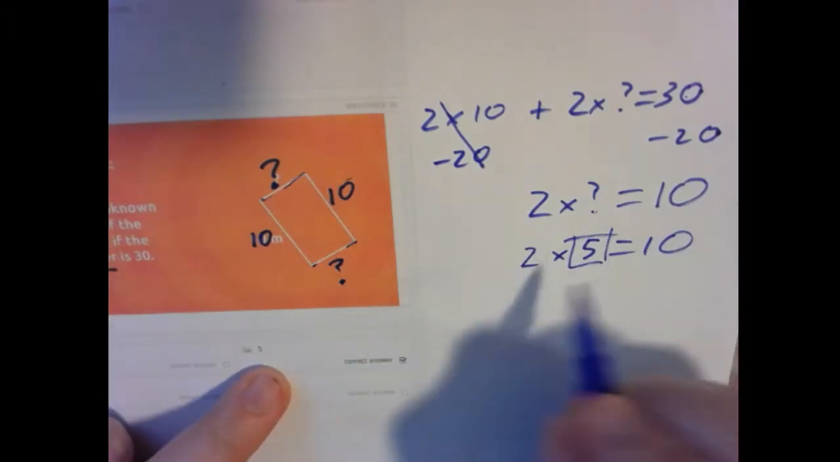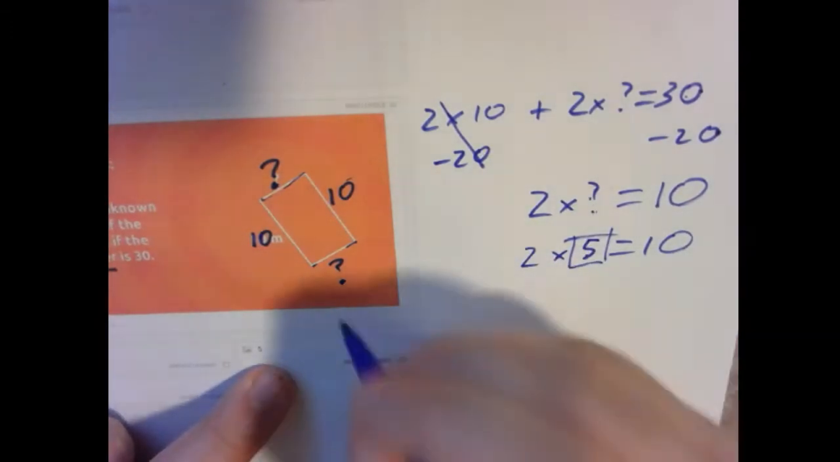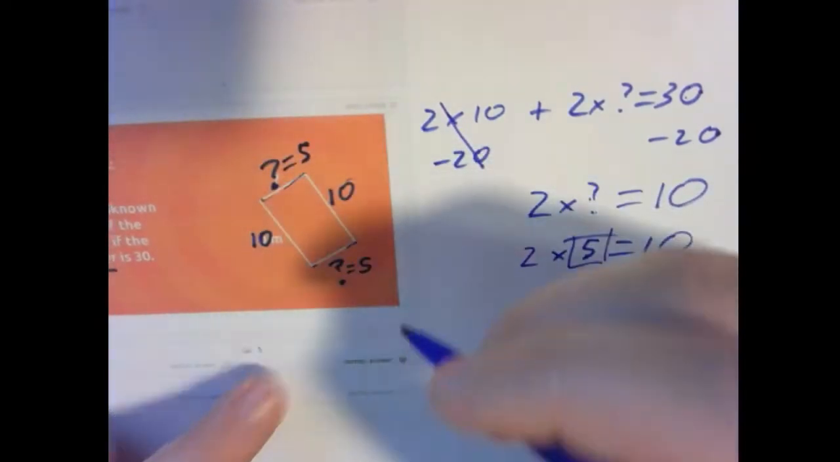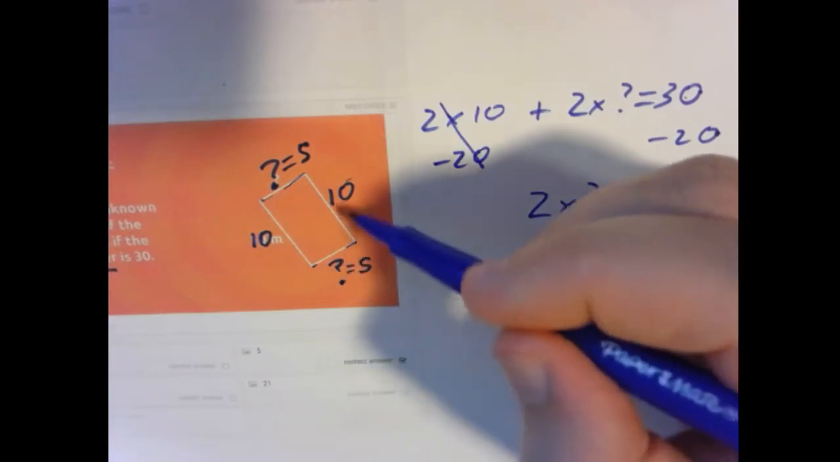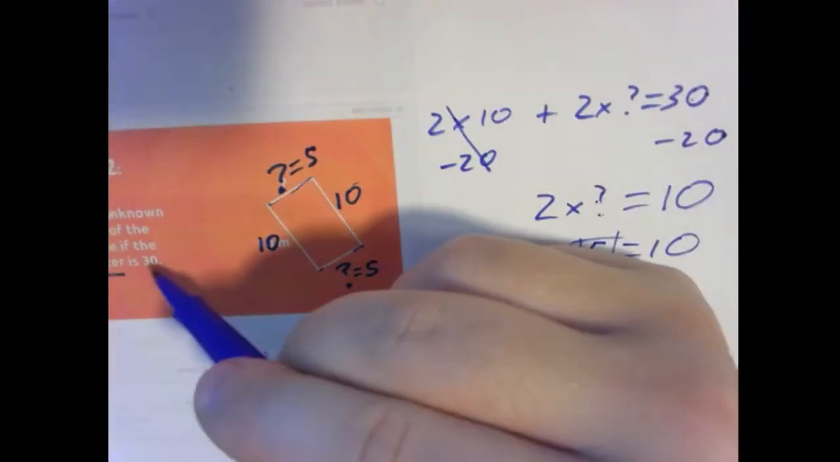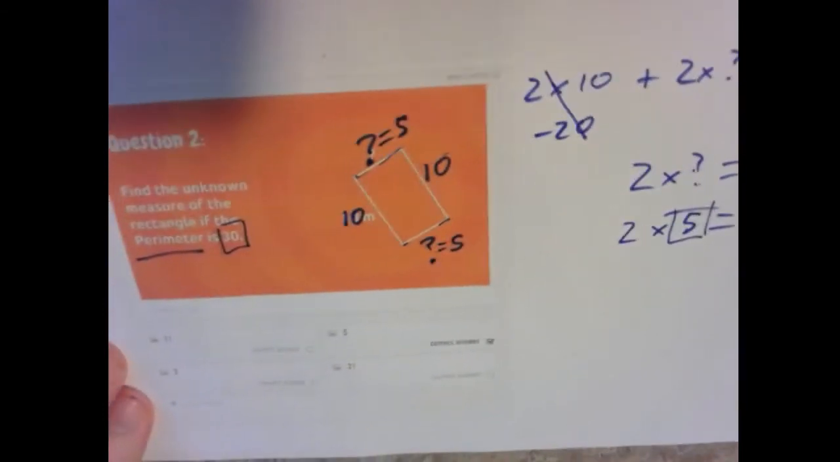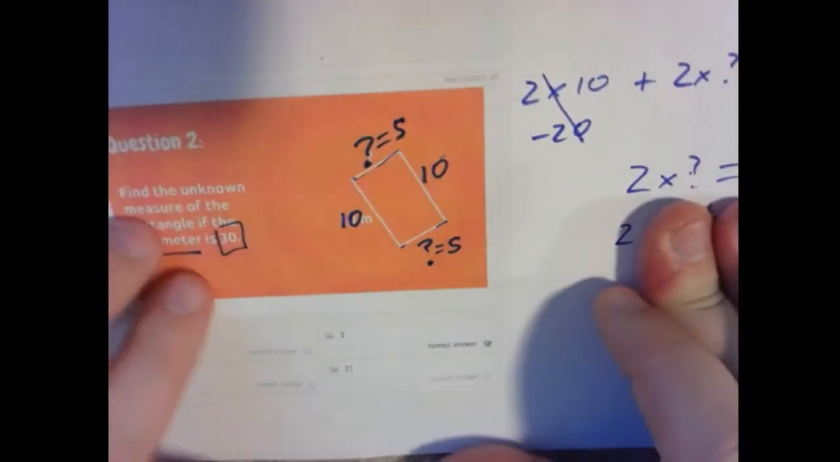So if we were to add those back in with a question mark we figured out was 5, does it add up? Does 5 plus 10 plus 5 plus 10 make 30? And yes, in fact it does. Okay, so let's try another.